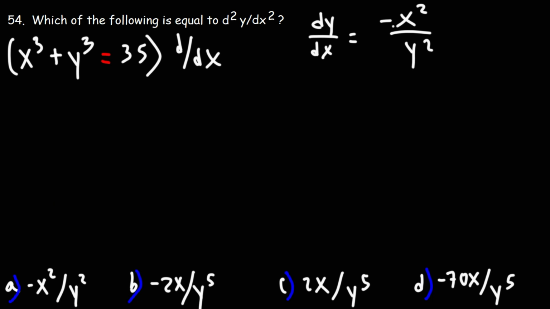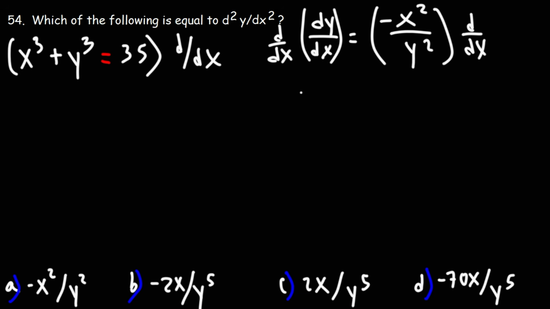So now what we're going to do is differentiate this equation with respect to x, and differentiate the left side with respect to x. When we do that, the derivative of dy dx with respect to x is d squared y over dx squared. And you can kind of see that. dx times dx is basically dx squared, and d times dy is like d squared y.